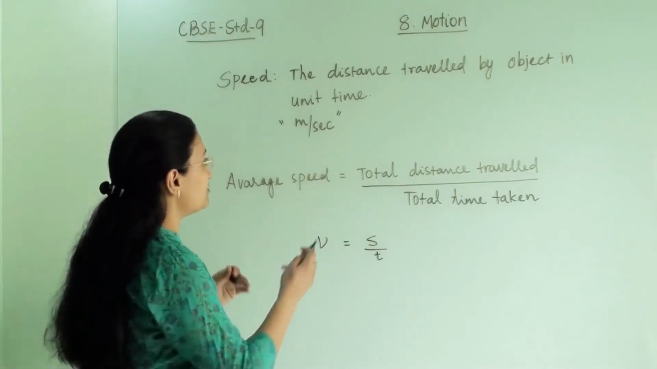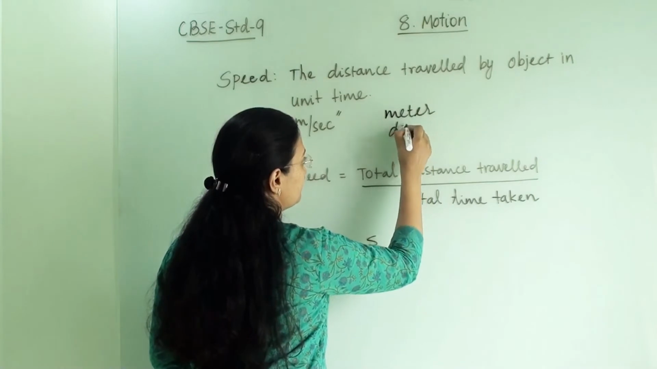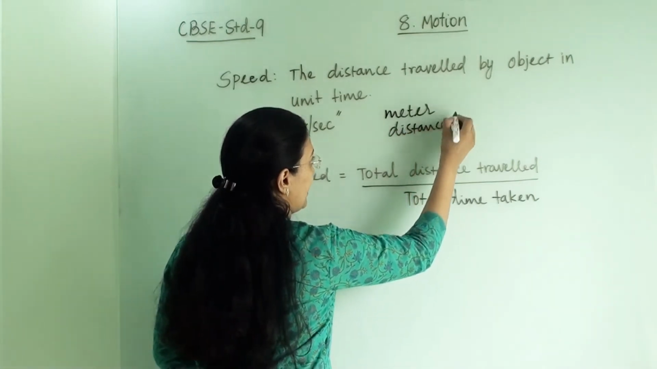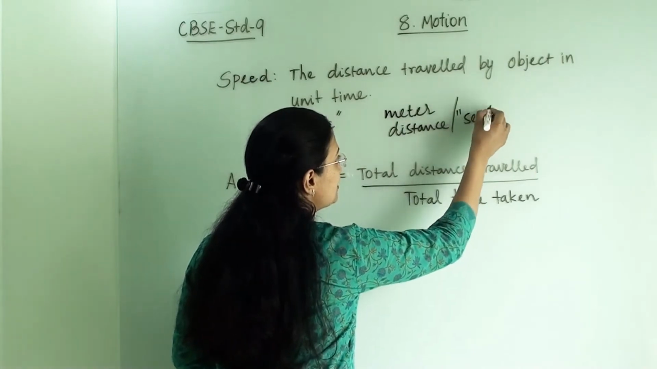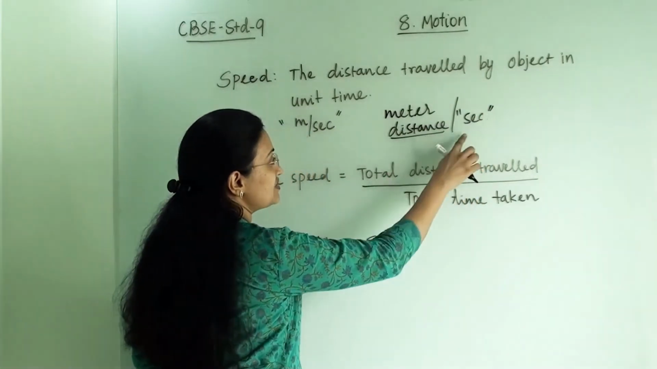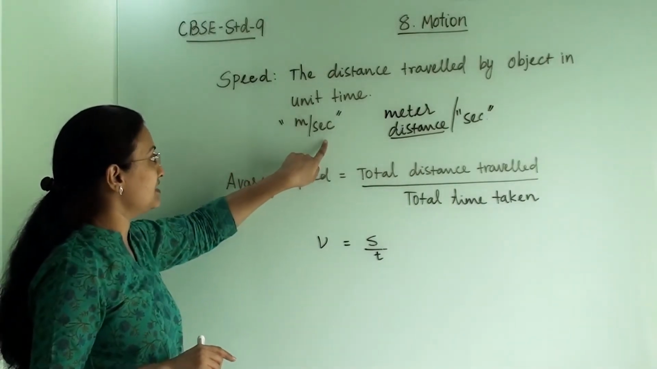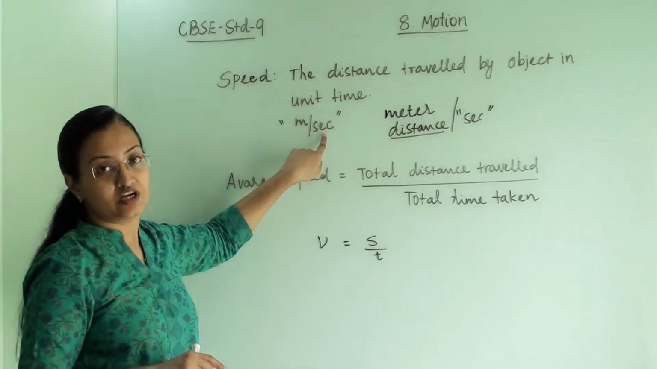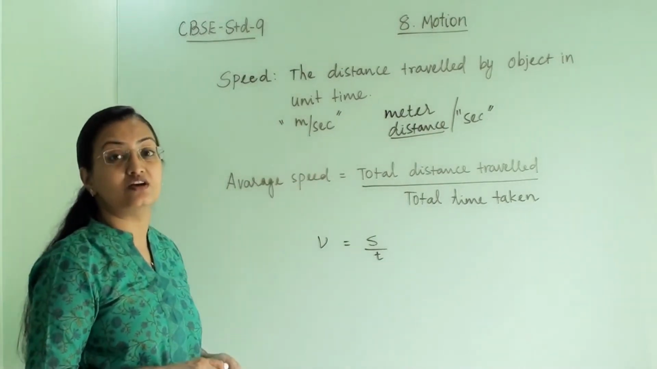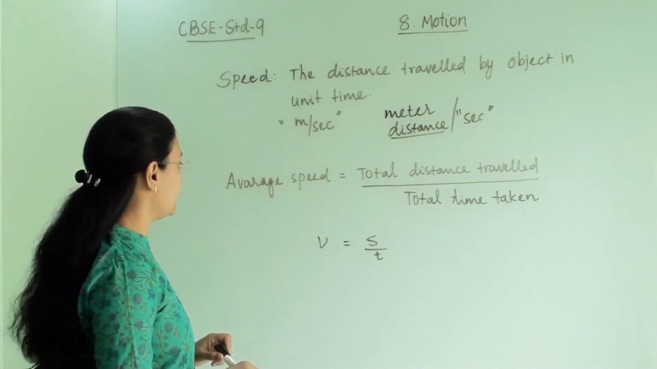So here, in meter per second, meter is distance, and when we write per second, that means in this much time, this much distance has been covered. That's why the unit is meter per second. This much distance has been covered in this much time interval. So this is the SI unit of speed, that is meter per second.